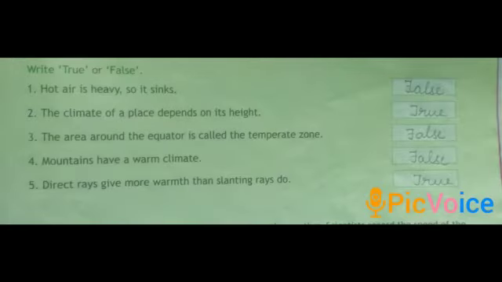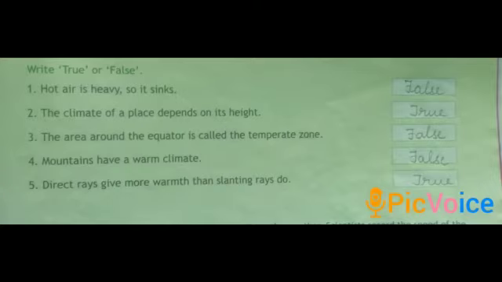Write true or false. First one, hot air is heavy, so it sinks. Is it true, children? No, it is false. Hot air is lighter than cold air, so it rises. So this is false. Second, the climate of a place depends on its height. Is it true, children? Yes, the climate of a place depends on the height.